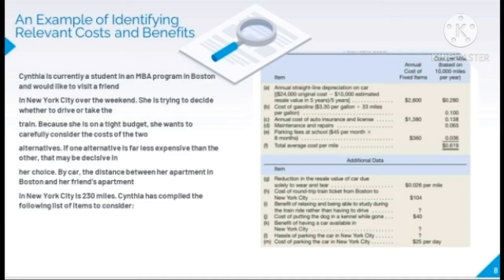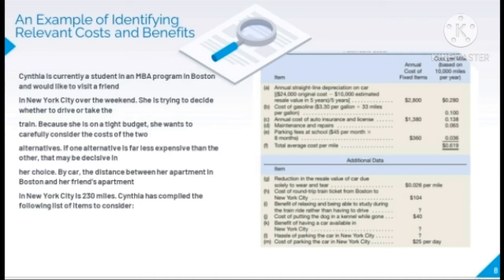Which costs and benefits are relevant in this decision? Remember, only those costs and benefits that differ between alternatives are relevant. Everything else is irrelevant and can be ignored. As you can see in the table, Item A, the original cost of the car, is a sunk cost. This cost has already been incurred and therefore can never differ between alternatives. Consequently, it is irrelevant and should be ignored.